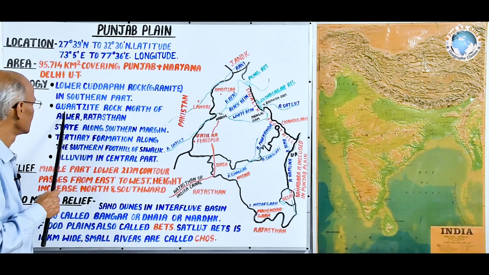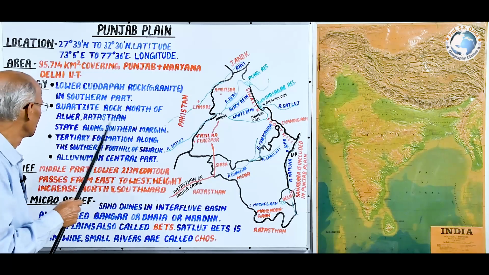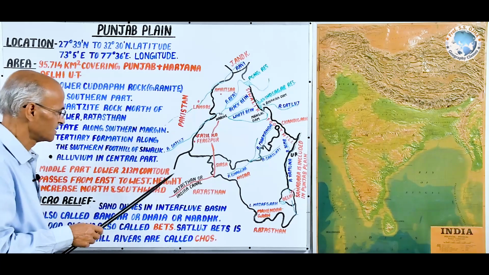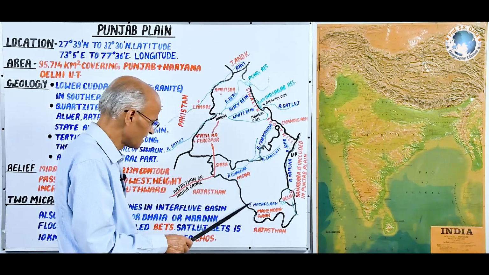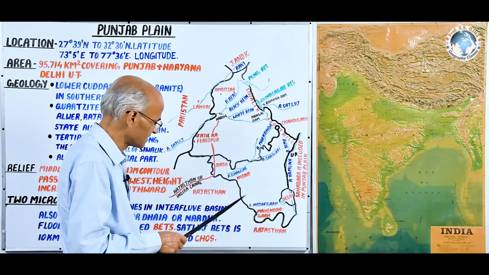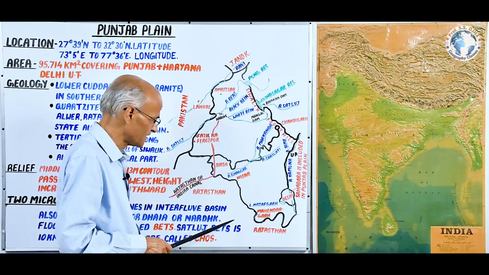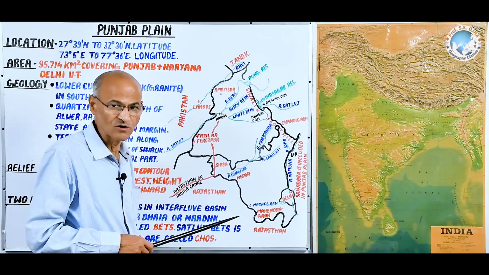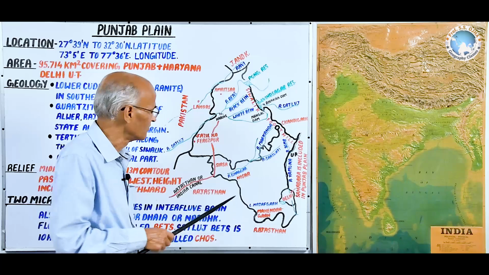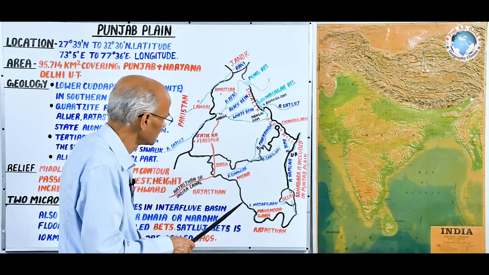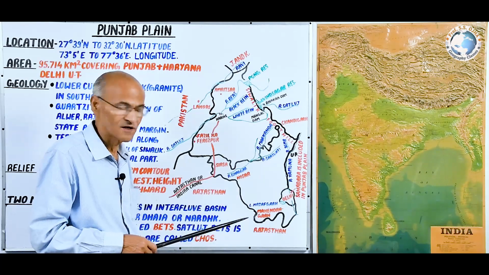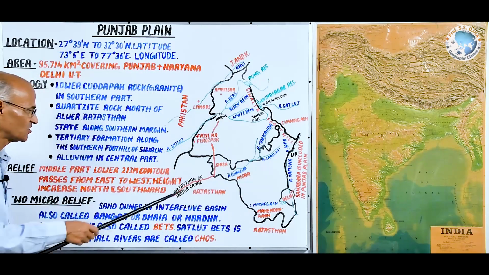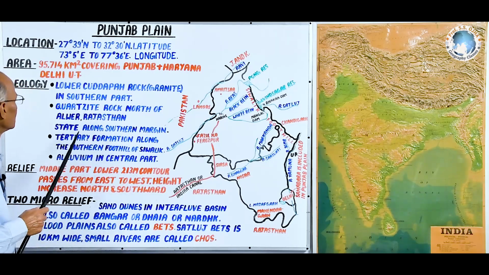Now the second one is quartzite rock north of Alwar, Rajasthan state, along the southern margin. If we see here in Rajasthan, along the border of Rajasthan, as we know Rajasthan is largely made up of the Indian plateau, hence the rocks are very ancient quartzite, and those are somewhere exposed along the southern margin where there is a thin layer of Rajasthan sand dune.